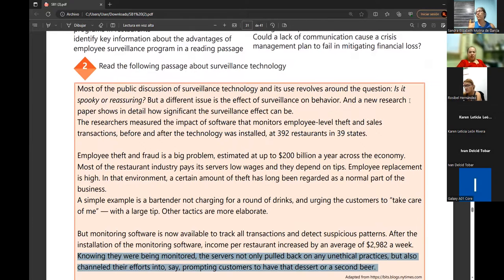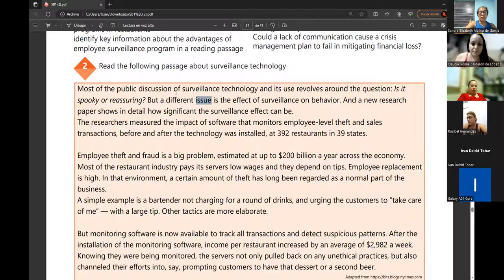Excellent. All right. Do you remember what does issue mean? A synonym of issue, the word issue. A synonym. Problem. Okay, very good. Also, we have surveillance. You remember? Vigilancia. Excellent. Measure. Medidas. Okay, very good.